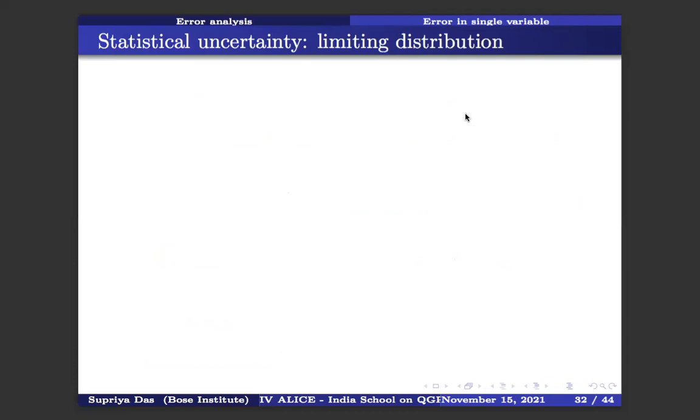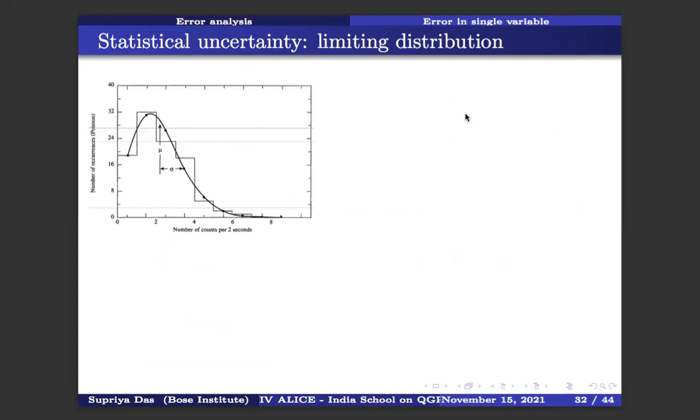Next is, what is the limiting distribution? So we are entering into the realm of statistical uncertainty, and what is the limiting distribution? That is the question. For example, somebody is measuring the number of counts from radioactive decay, and he or she counts for each 2 seconds interval. Okay, and he or she takes a hundred of these measurements. So 2 seconds interval, 100 times, and then gets a distribution like this.